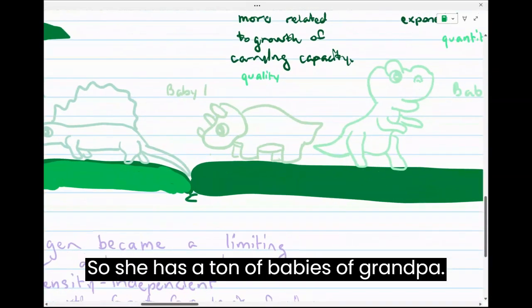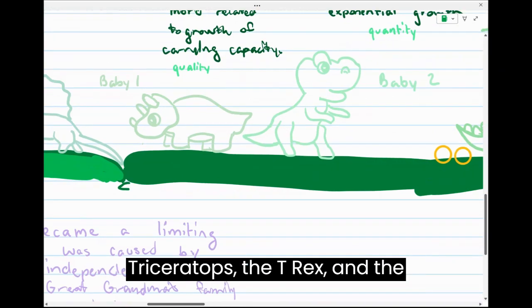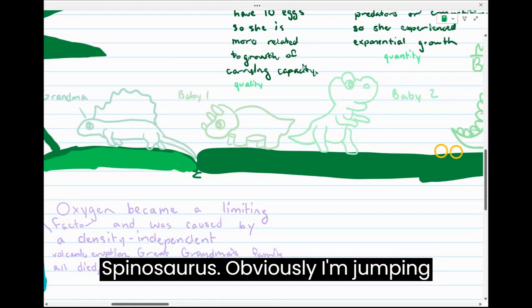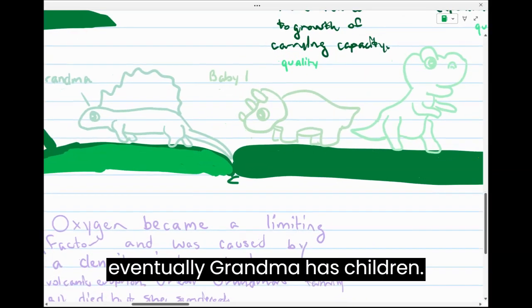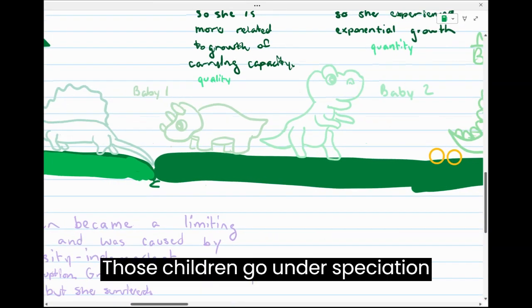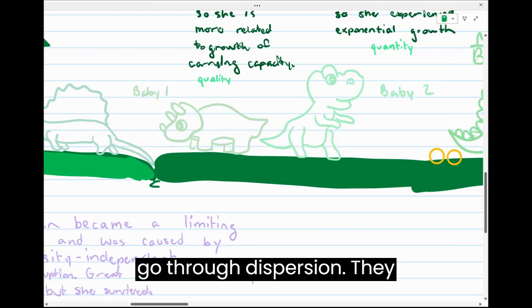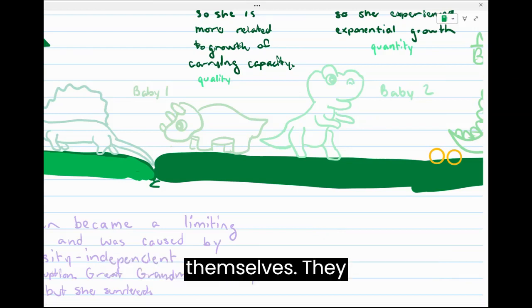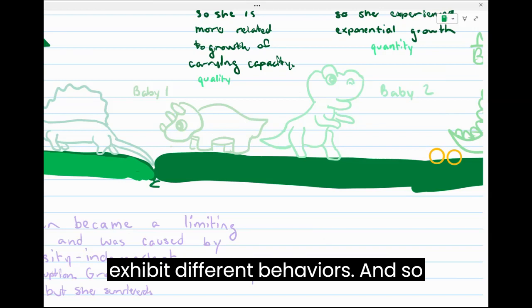So she has a ton of babies with grandpa. They get real busy. They have the Triceratops, the T-Rex, and the Spinosaurus. Obviously, I'm jumping throughout the generations, but eventually, grandma has children. Those children go under speciation because there's a ton of space, so they go through dispersion. They create large distances between themselves. They choose different diets and exhibit different behaviors.